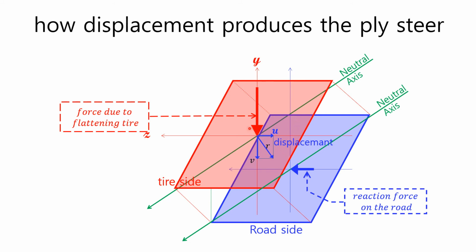In this figure, when the force generated by flattening the tire on the road contact surface is applied to the tire block in the negative direction of the y-axis, the displacement occurs from the tire side to the lower right in the direction perpendicular to the neutral axis. Due to the negative z direction component u of this displacement, reaction force is generated in the positive z direction on the road surface. This mechanism produces plysteer.